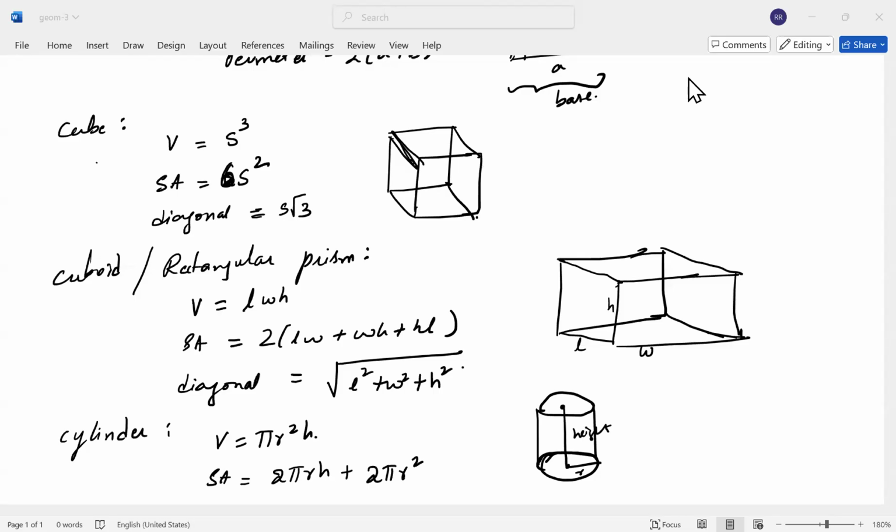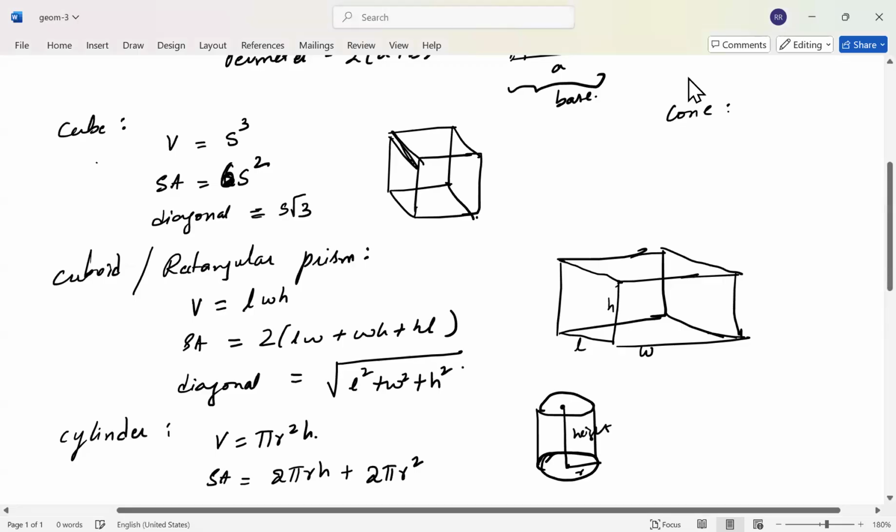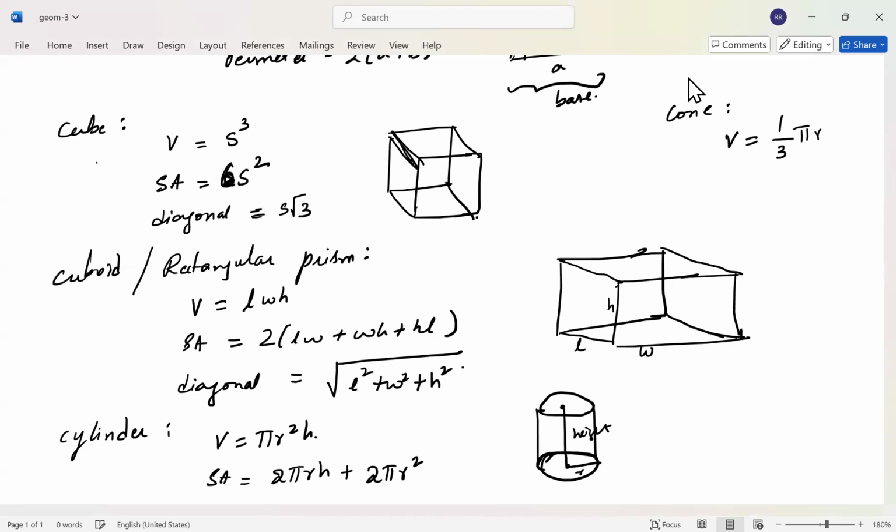Other 3D figures which can be used is cone. Volume is equals to 1 by 3 pi r square H. Pyramid can be used. Volume is 1 by 3rd of LWH. Sphere can also be used, where volume of the sphere should be equals to 4 by 3 pi r cube. So these are the 3D formulas which you require.